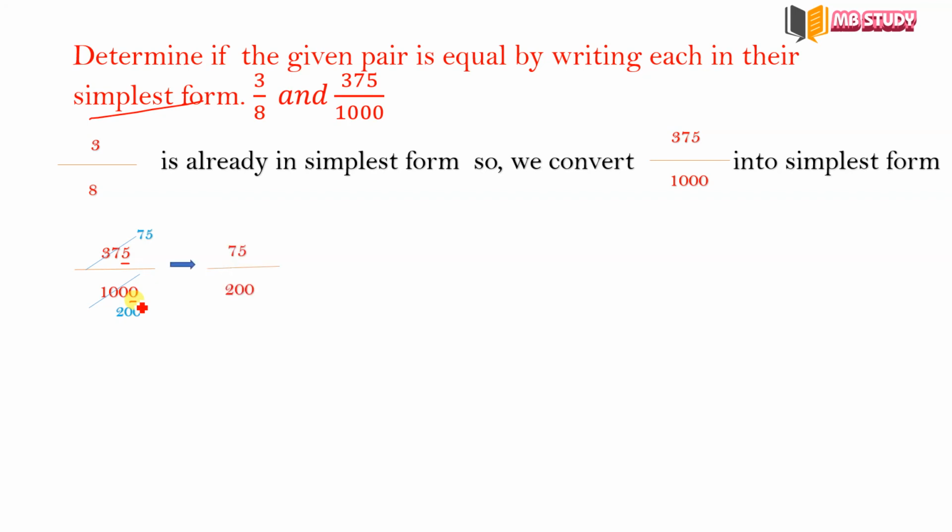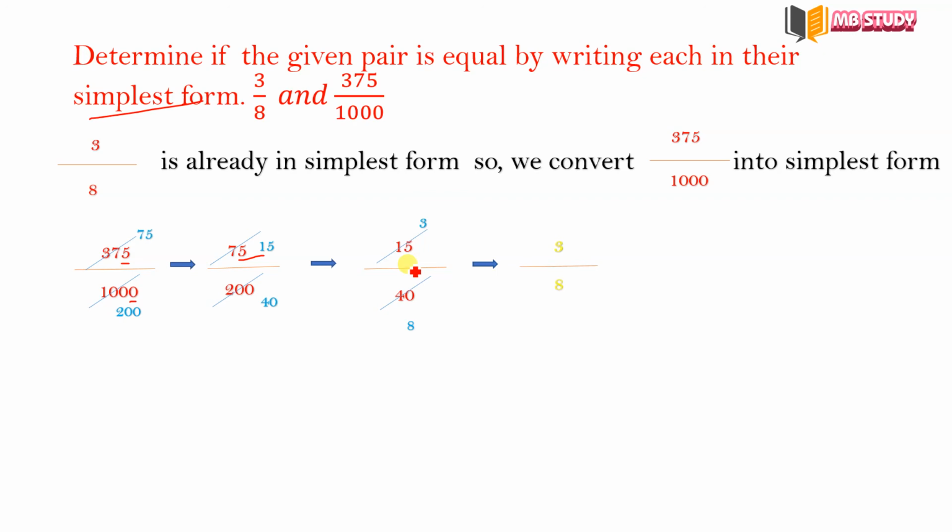Once again the units place is 5 and here also 0, so we can simplify with 5. 5 ones are 5, 2 remaining, 25, 5 fives are 25, that means 5 times 15 is 75, and 5 fours are 20, 0 carried forward, that means 40. So 75 by 200 becomes 15 by 40. Once again the units place is 5 and 0, so we simplify with 5. 5 threes are 15 and 5 eights are 40, so 3 by 8. So if we simplify 375 by 1000, it becomes 3 by 8.